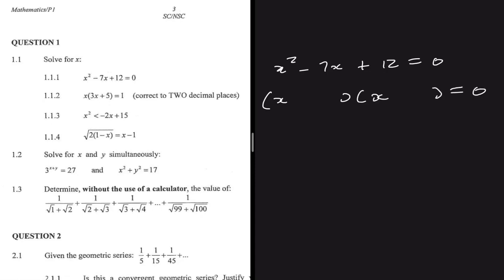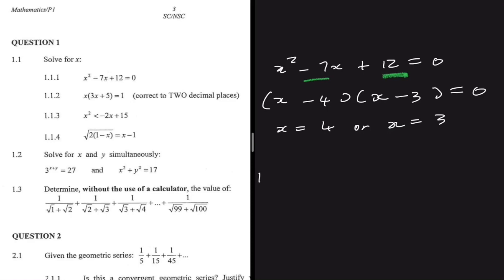The right question to ask yourself at this point is, which two numbers do I multiply to get 12, and when I add them, I get minus 7? That is minus 4 and minus 3. So we're going to get (x minus 4)(x minus 3) equal to 0. It is easy to see from this point that x is equal to 4 or x is equal to 3. And just like that, you have scored yourself 3 marks.